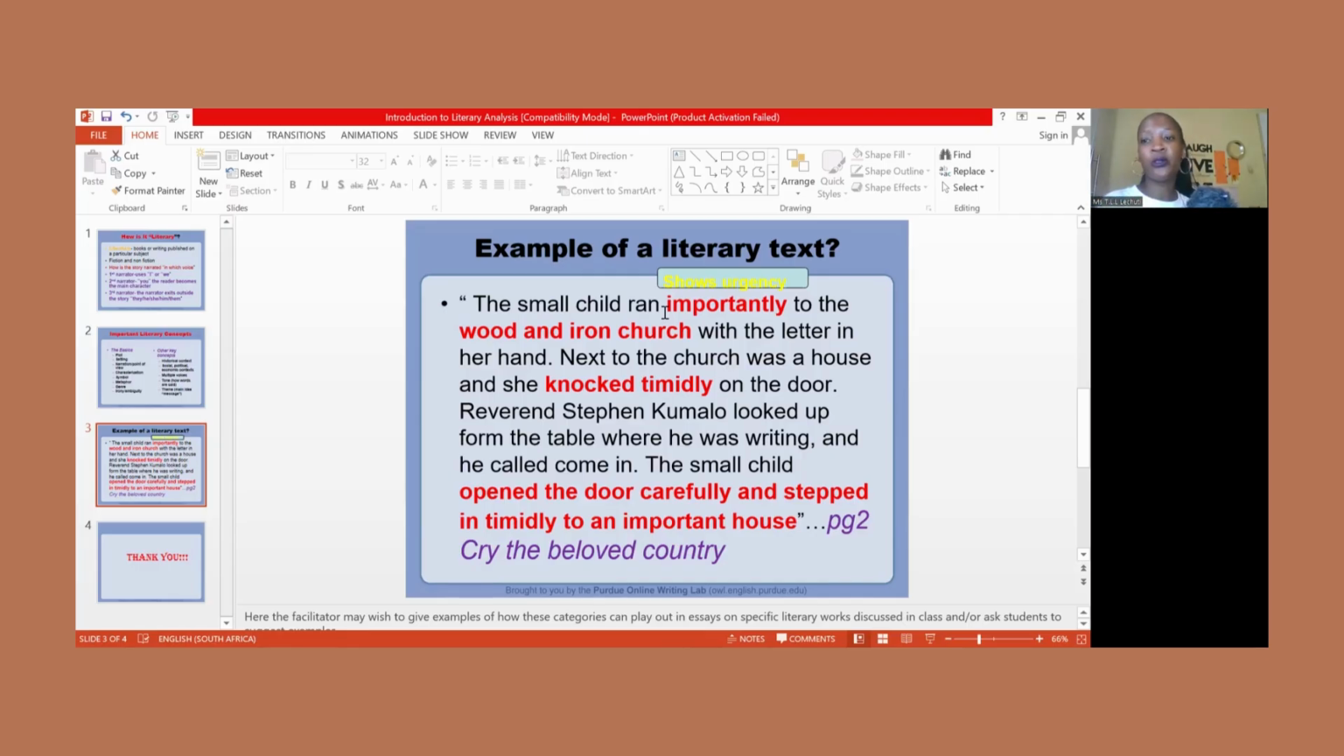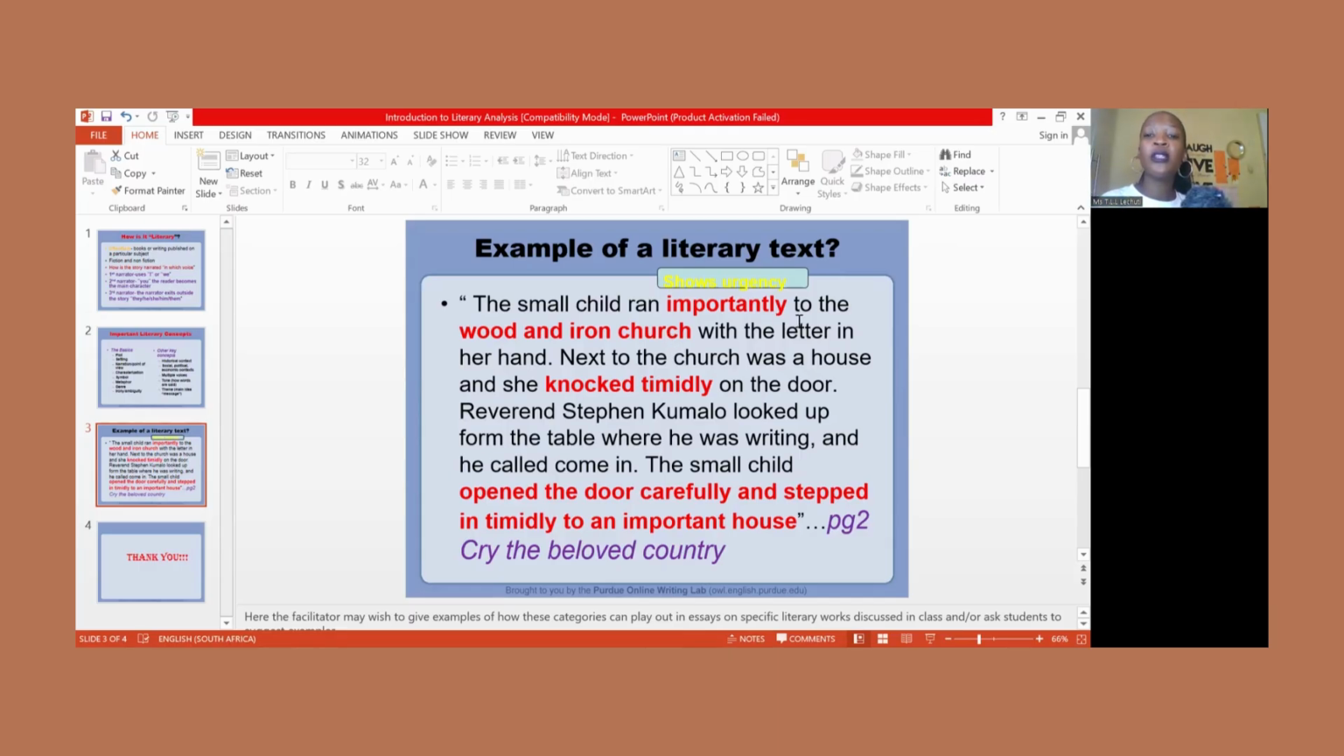You don't just say the child ran. You focus on linguistic devices that are used by the writer to convey the essence of urgency here, to say this child was running how? Impetuously. And this is, by the way, an adverb. Now this is Paper One, the language part, right?